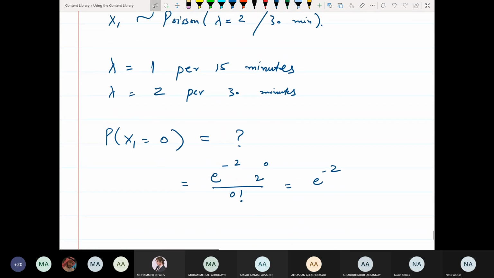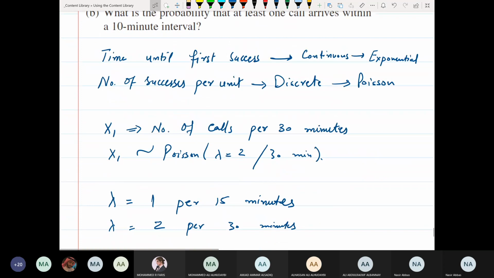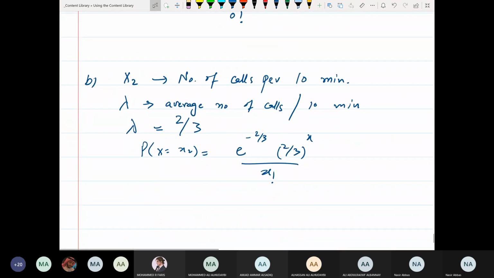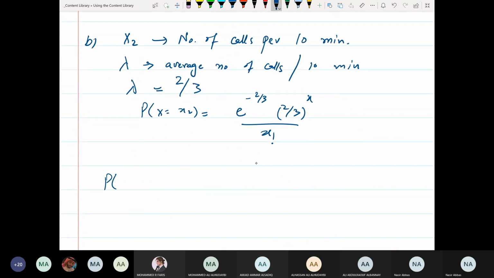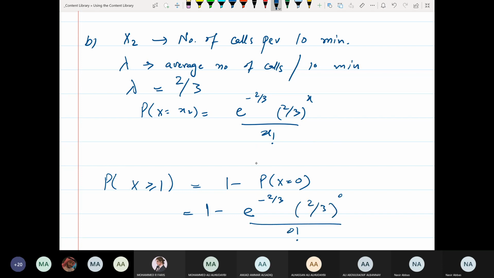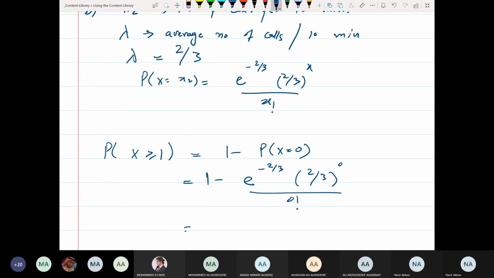Here the question is regarding the probability of at least 1 call. So we're trying to find the probability of X at least 1, and this is 1 minus the probability of X equals 0. That is 1 minus e to the power minus 2/3, 2/3 to the power 0 over 0 factorial. So this is going to be 1 minus e to the power minus 2/3. These two questions were straightforward Poisson questions.